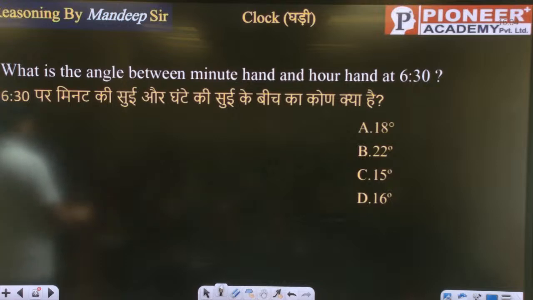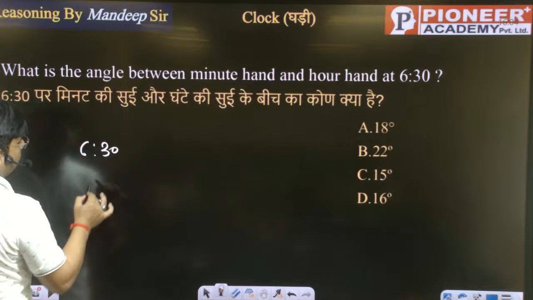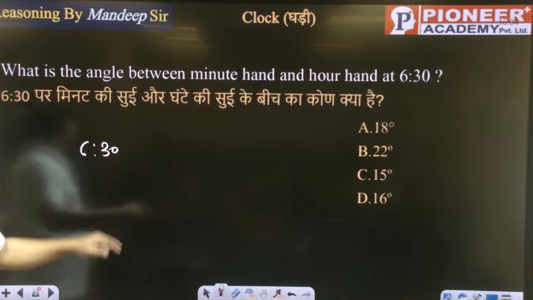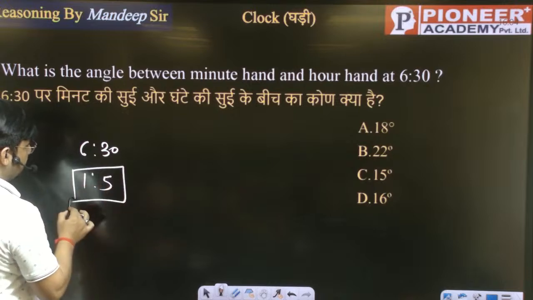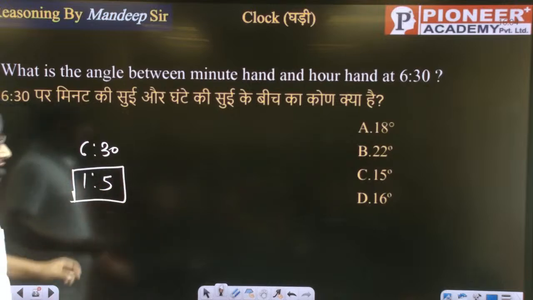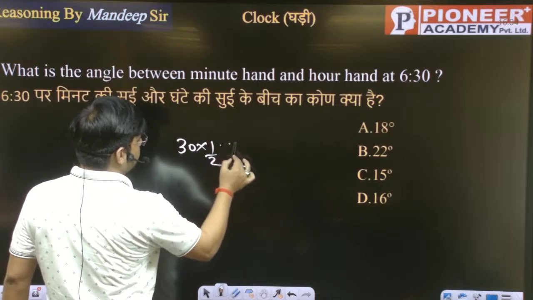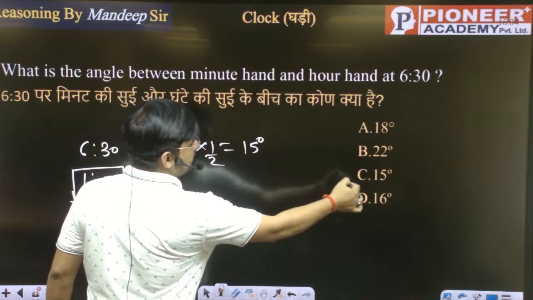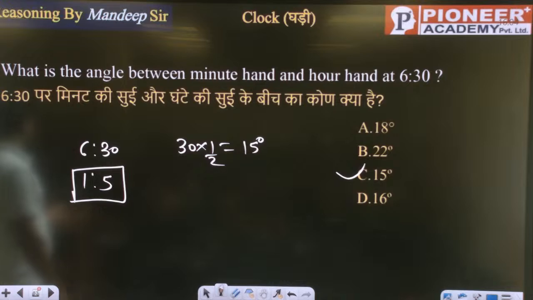What is the answer? What is the ratio between 6 and 30? 1 by 5. And when we get the 1:5 ratio, then minute into 1 upon 2. It's 15 degrees, our correct answer. No need to do anything else. Is it clear?